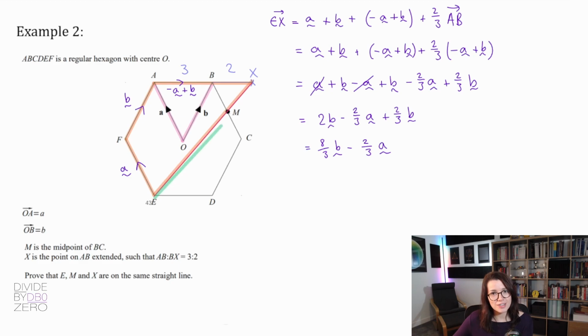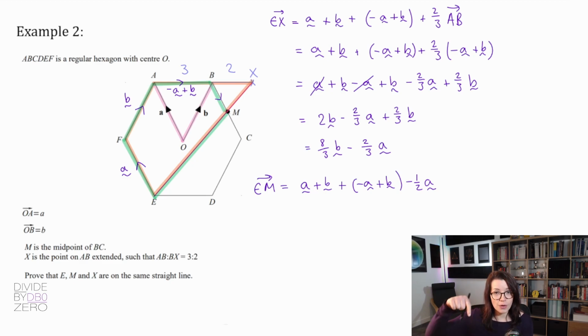Next, we're going to find an expression for EM. And again, there's no direct pathway, so we're going to find a path around using vectors that are labelled. So this time, I think we're going to go up here, across there, and then down there. So writing that out in a row, that looks like this. We've got A plus B plus our vector AB, which we learned was minus A plus B. And then to go down from B to M, that's actually minus a half A, because remember M was the midpoint between B and C, and therefore it's going to be half of A going in the other direction, so minus a half A. If we tidy this up, we get this, and that's vector EM.